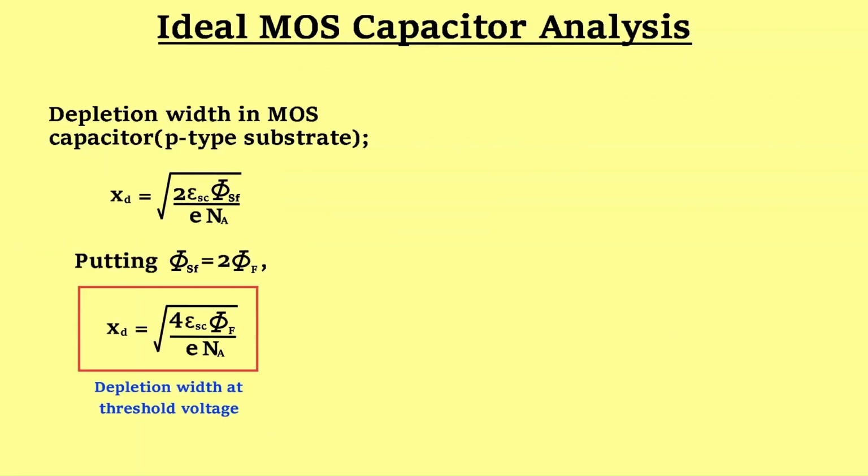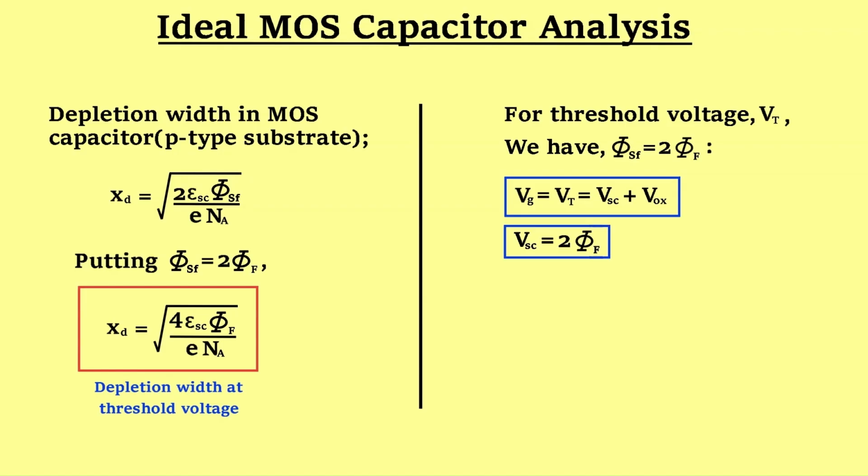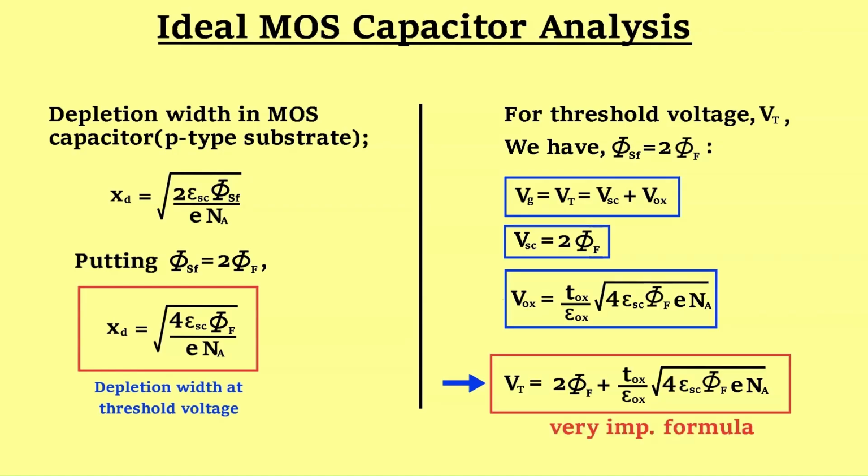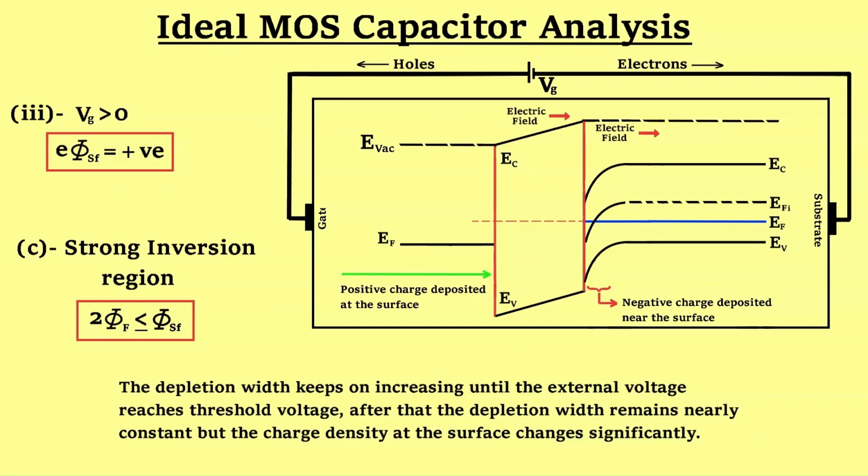Like the calculations we did for the depletion region, the same way we can find the depletion width for strong inversion region as well as threshold voltage, which is the minimum external voltage required for bringing the MOS capacitor into strong inversion region. A very important theoretical point you should keep in mind is that when we apply positive voltage, we get depletion width, and as we keep on increasing the magnitude, the depletion width rises, but it will rise only until it reaches the strong inversion region. Afterwards, when the voltage exceeds threshold voltage, the depletion width remains approximately the same. However, the accumulated charge near the interface increases significantly.